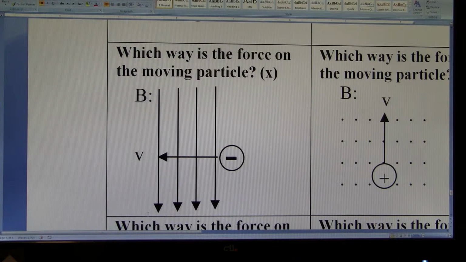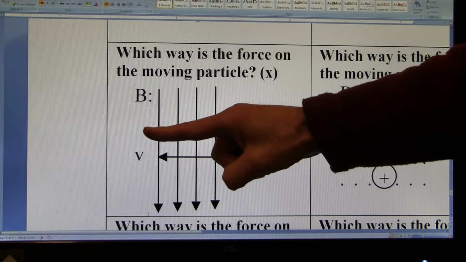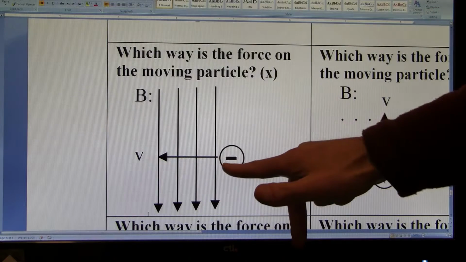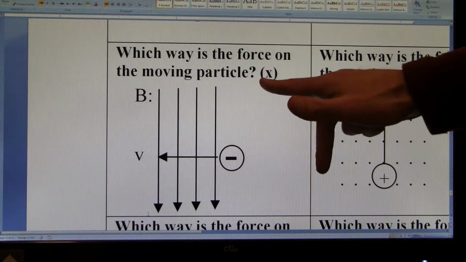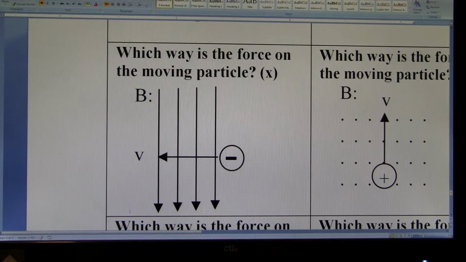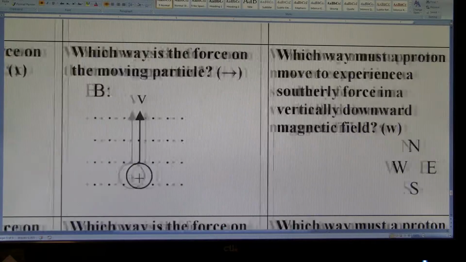All right, here we go. Oh, negative charge. I think I can handle it. Okay. Velocity is this way. Magnetic field is this way. Force is out of the page, but it's negative, so it's negative out of the page, therefore it's into the page. Negative things go opposite the direction of what you do.